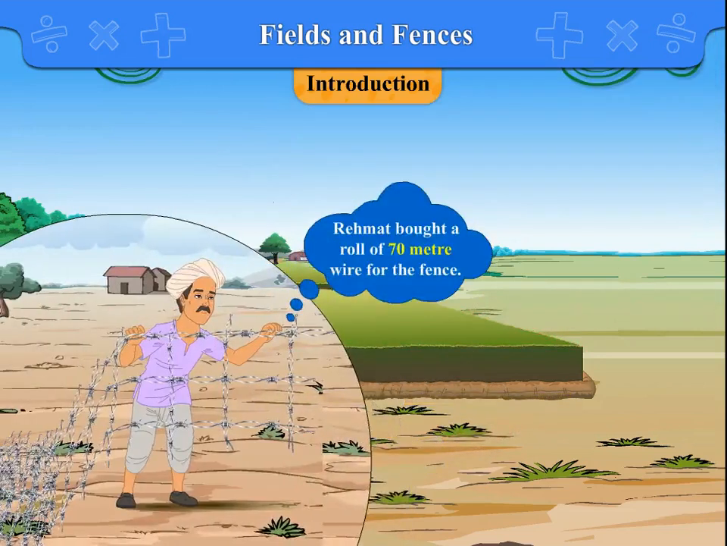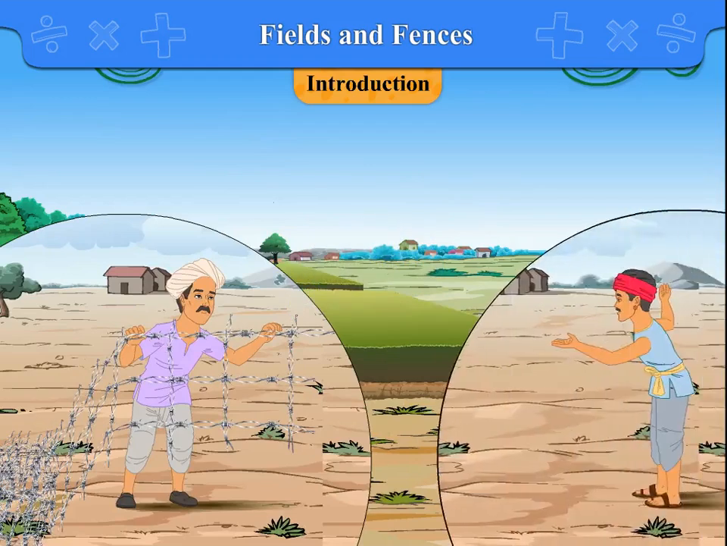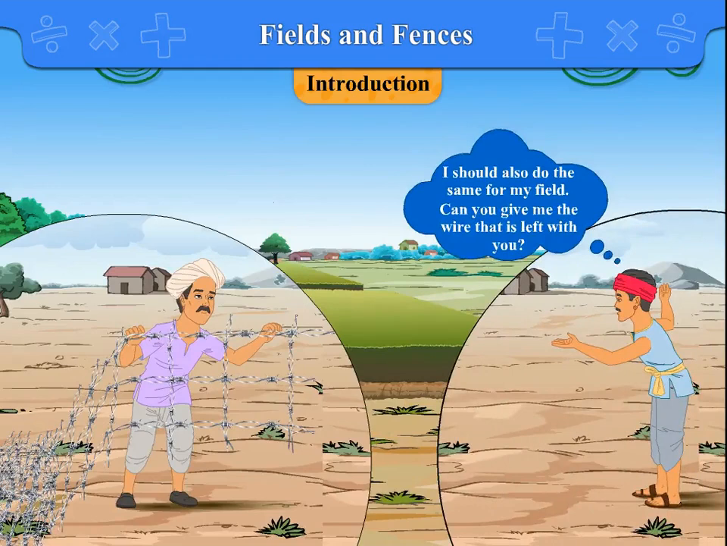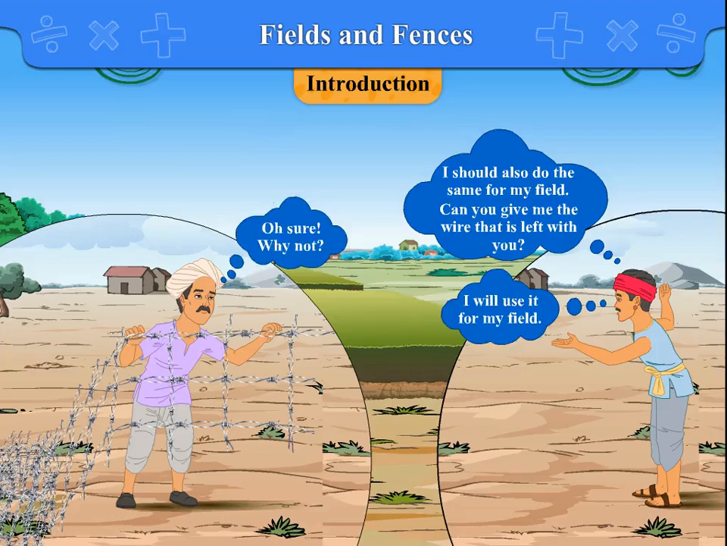Rahmat bought a roll of 70 meter wire for the fence. Looking at what Rahmat did, Ganpat thought, I should also do the same for my field. So, he asked Rahmat, can you give me the wire that is left with you? I will use it for my field. Rahmat said, oh, sure. Why not?